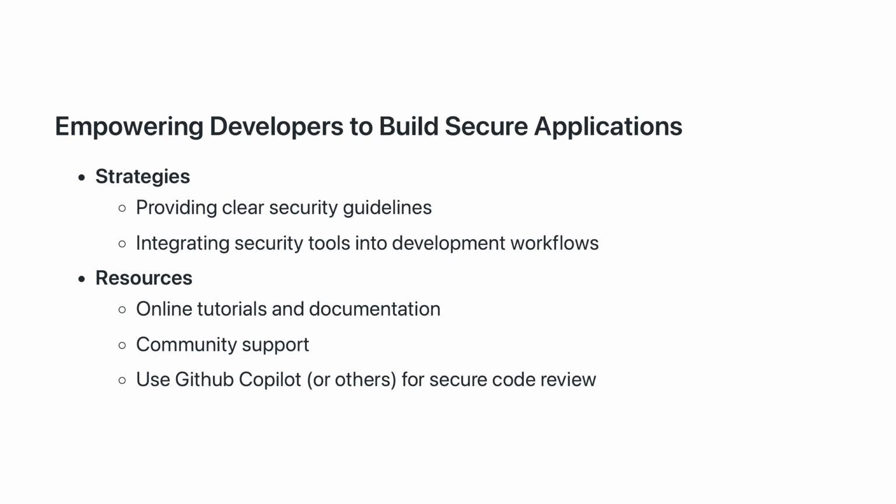Additionally, community support provides a collaborative platform where developers can share knowledge, ask questions, and solve problems together, fostering a culture of continuous learning and improvement in security. Lastly, utilizing advanced tools like GitHub Copilot for secure code review can offer developers intelligent suggestions and potentially identify security flaws early in the coding process.